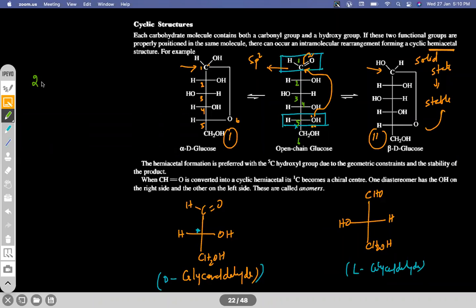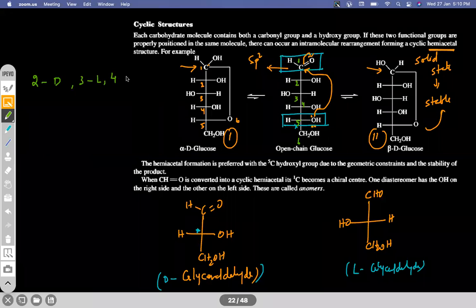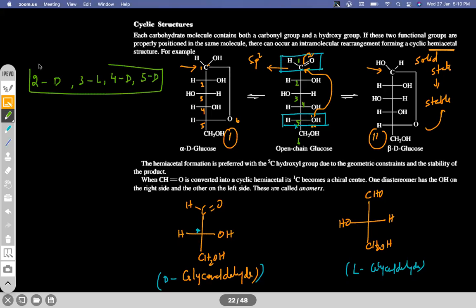Like the second carbon, we have OH on the right side, so it is 2D. Third, OH on the left, 3L. Fourth, OH on the right, 4D. And fifth, OH on the right, 5D. This represents glucose. Sometimes they give this kind of four options. You just need to see whether OH is on the right or left. Accordingly, we can say D or L configuration here.